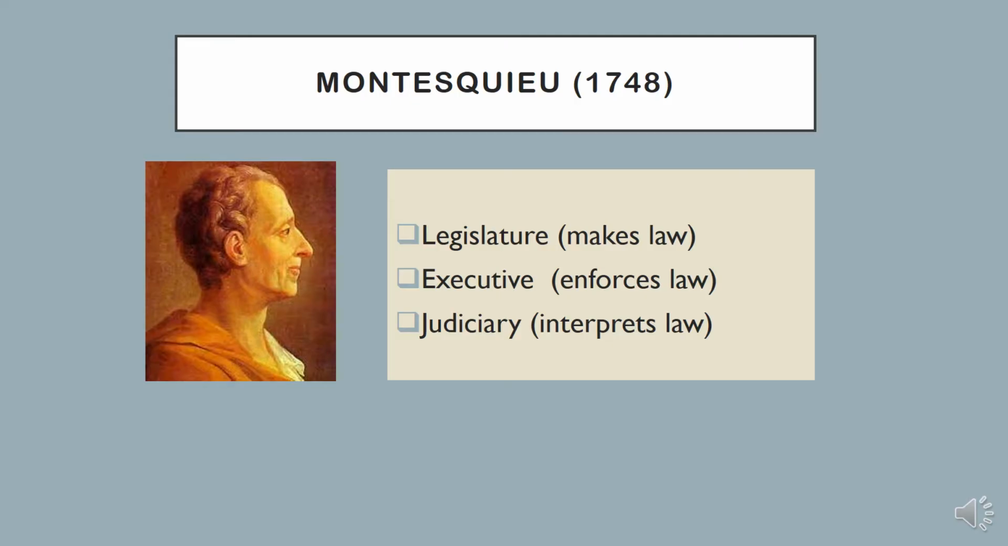Also, Montesquieu in 1748 gave a modern definition for separation of powers. He said that every state should consist of 3 limbs, namely legislature, which makes the law, executive, which enforces the law, and judiciary, which interprets the law.